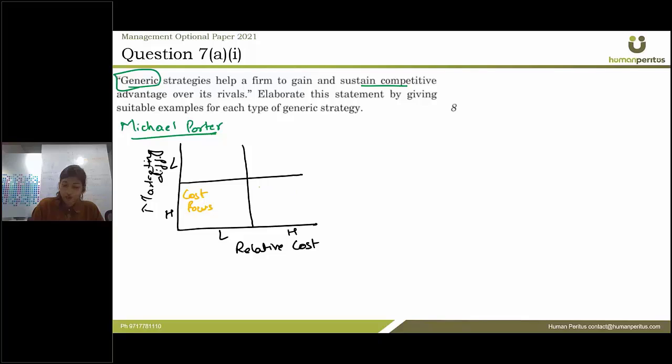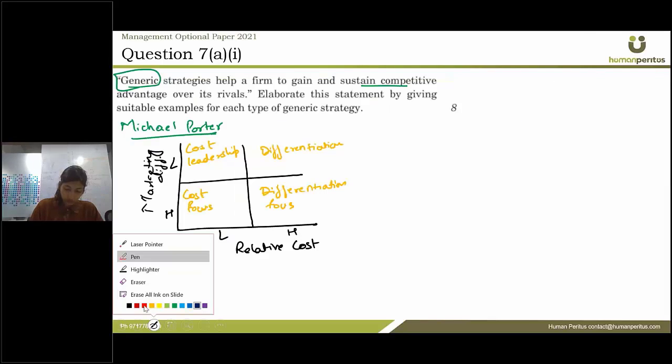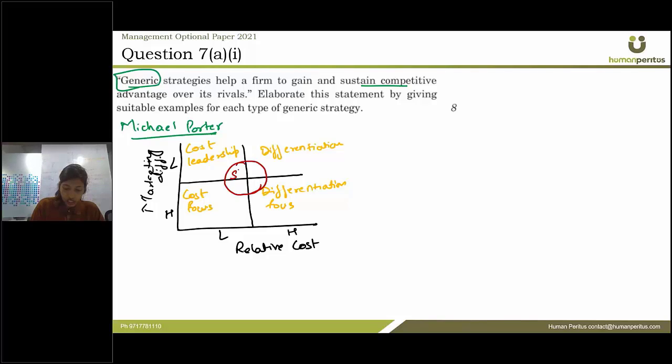If cost is high and differentiation is high, it is known as differentiation focus. Then if cost is low and differentiation is low, it is known as cost leadership. And if relative cost is high and differentiation is low, then it is known as differentiation. Now there is another strategy which is known as stuck in the middle.